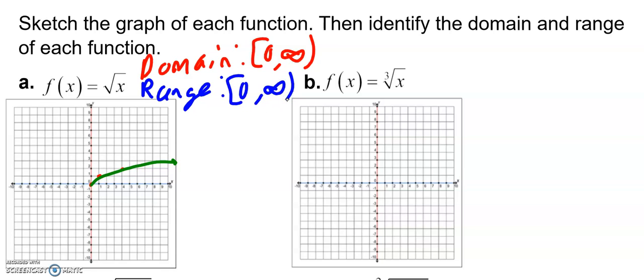The range is also 0 to infinity. That is because the input of 0 gives us an output of 0. These will not always be the same for a square root function. Questions on that?